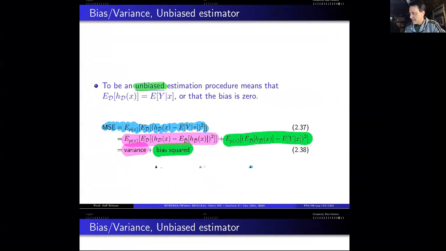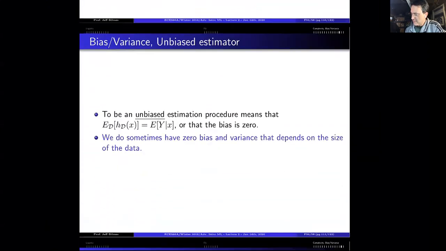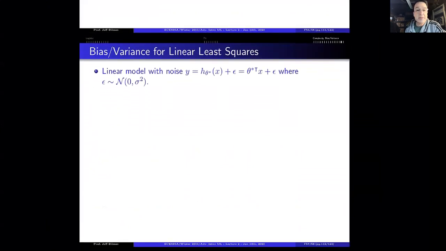Okay, so here's bias variance. It's unbiased if the bias is 0. If this is equal to this, then the bias is going to cancel out, and we're going to get 0 here. We call it an unbiased estimator, and there are many estimators that are in fact unbiased. Let's do an example of an unbiased estimator.